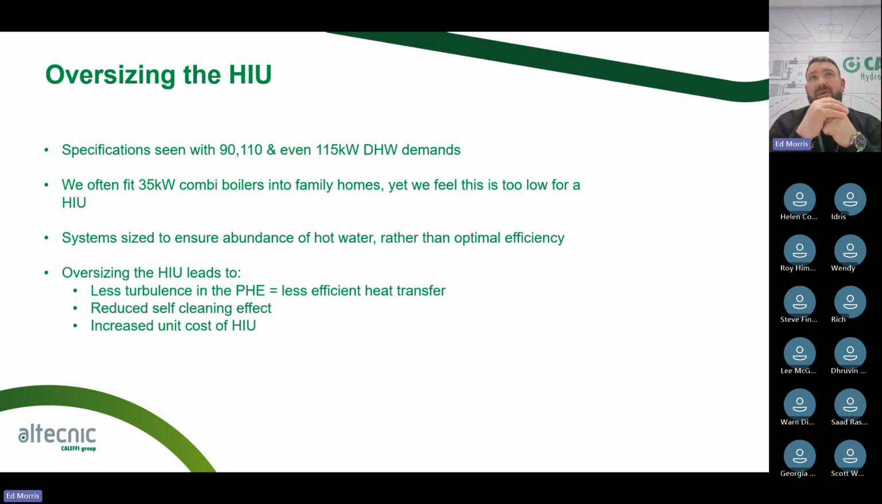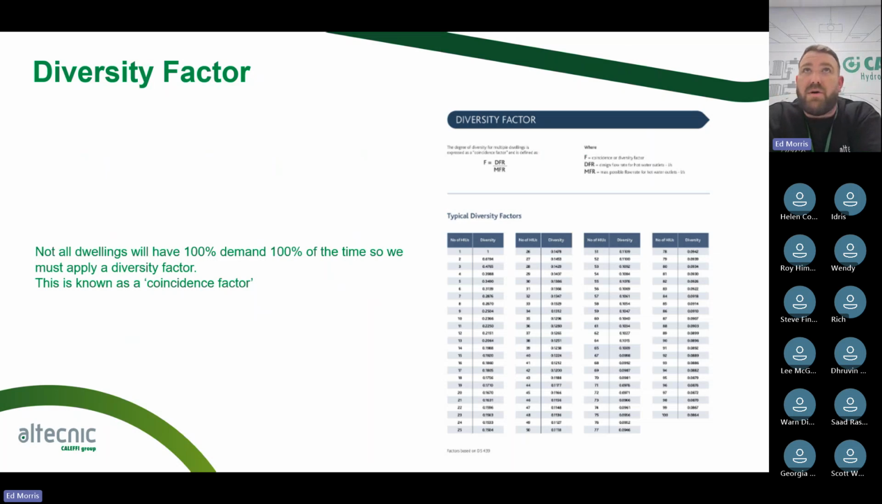So we have to be very careful that we are sizing it correctly so the costs all remain where we need them to be. So the way we can start to work it out, when we are working on multiple factors, is what we call a diversity factor, or applying a diversity factor. The one thing to remember is not all dwellings will have 100% demand 100% of the time. So we must apply a diversity factor. It's also known as a coincidence factor.